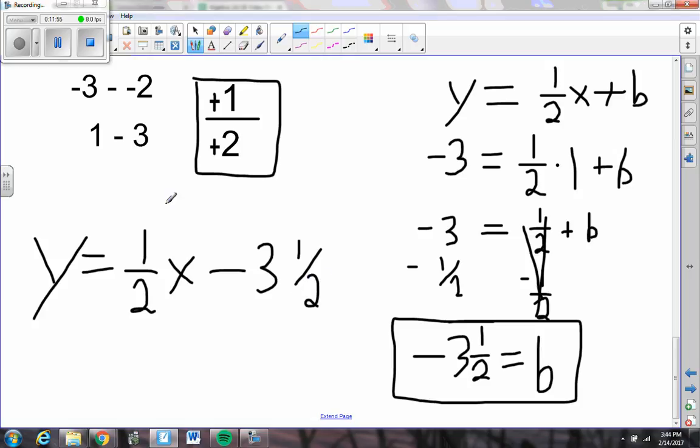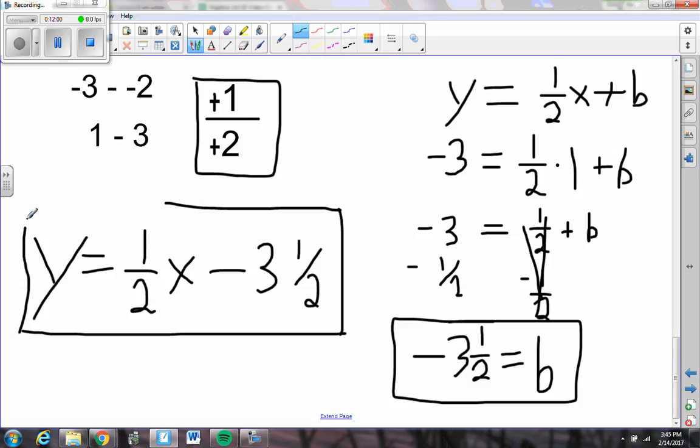If you have any questions about writing equations in slope-intercept form, either from graphs or from a pair of 2 points, please make a note to ask me in class tomorrow.